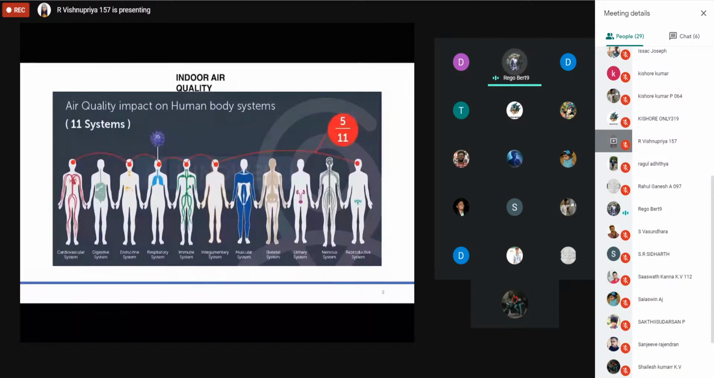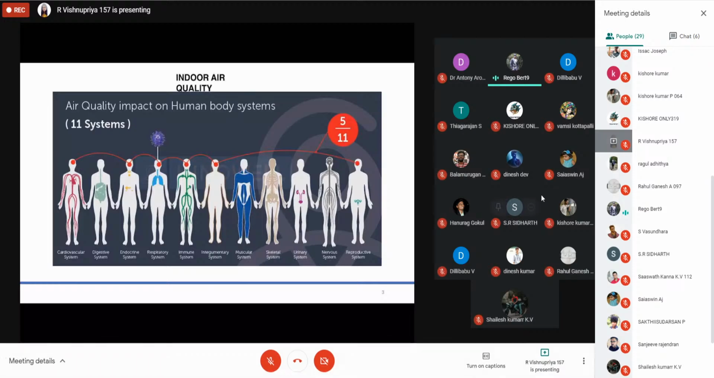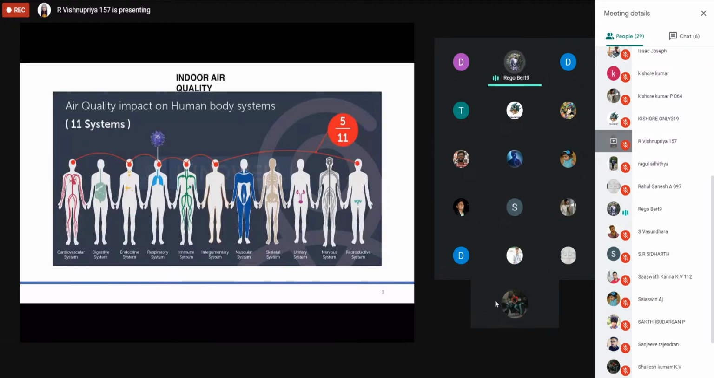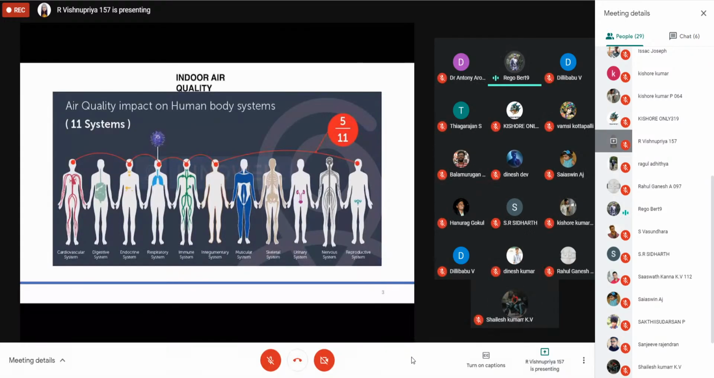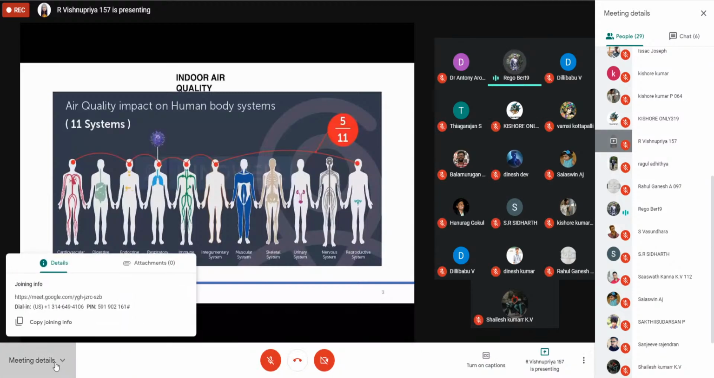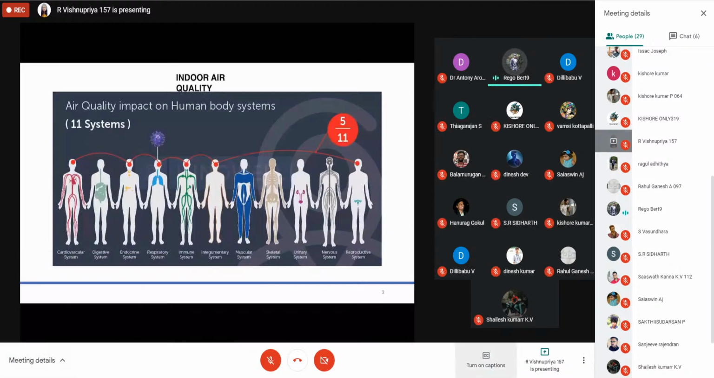Cardiovascular system is getting affected, endocrine system, respiratory system, immune system, integumentary systems. Likewise, the entire system is getting affected. So even if one system fails, it's going to be a very serious impact for us. But this air has an impact. That is, our indoor air quality has an impact to affect our five systems.